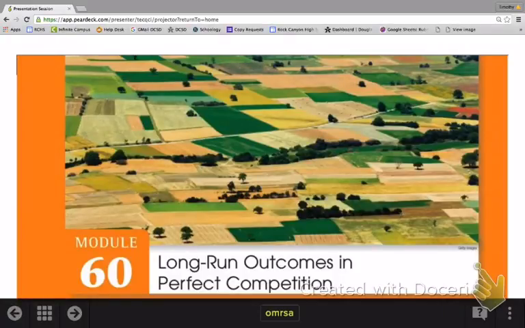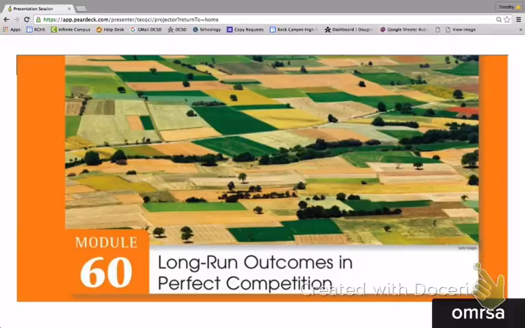In the last module, we looked at how firms determine their quantity of output and profit maximization in the short run for perfectly competitive industries. In this module, we're going to focus on how perfectly competitive firms in that type of industry determine long-run outcomes.